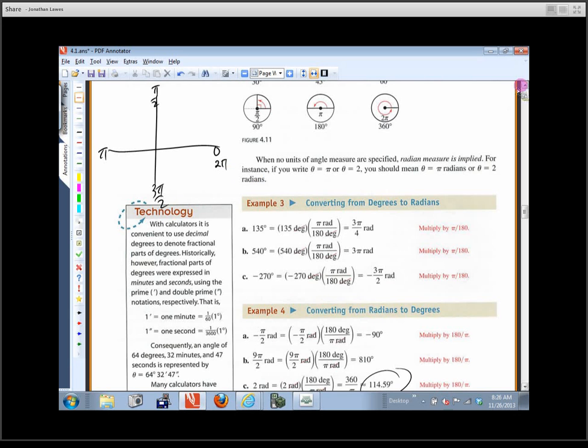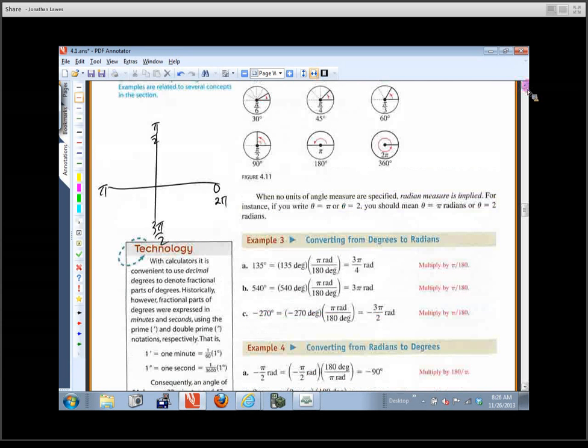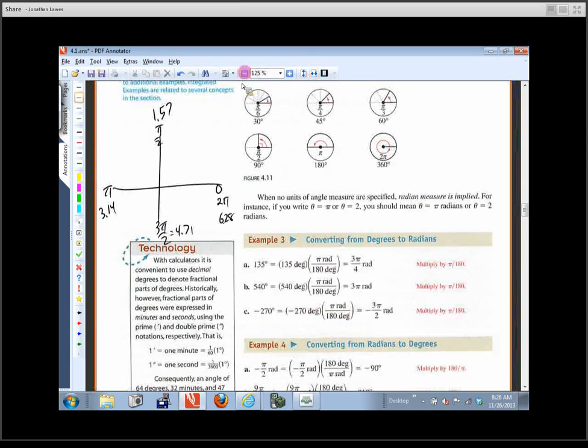Okay, you should be familiar with roughly what the decimal equivalent of that is. Again, 1.57, 3.14, 6.28 all the way around the circle, and this is 4.7. I think it's 4.71. If you type 3 times pi divided by 2 into your calculator, I think you get 4.71. Anybody want to double check me on that? Maybe, maybe not. 4.71. Good.